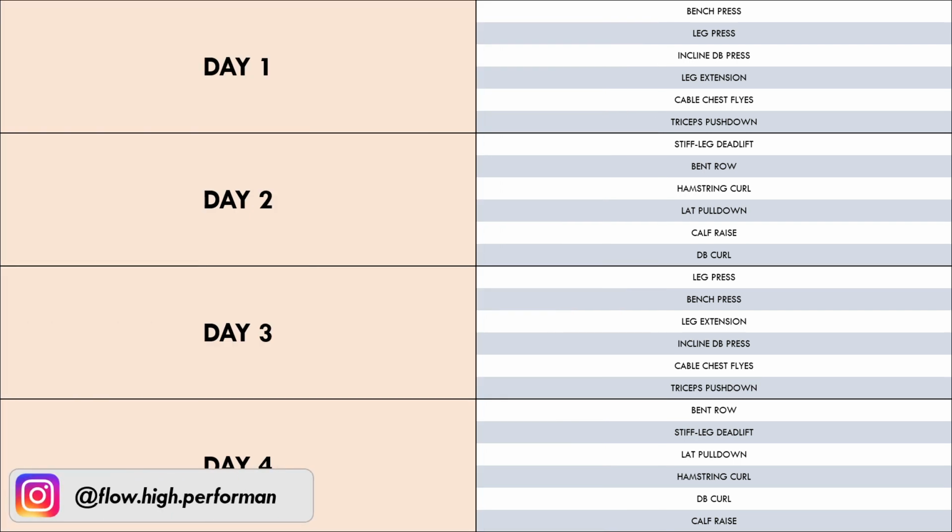On days 1 and 3, the quads, chest and triceps are trained, and on days 2 and 4, the back, biceps and hamstrings are trained. The exercises are the same on each day, although the order of exercises changes between sessions to emphasize the lower or upper body more. Using this structure, we will now explore how training can be progressed from week to week.